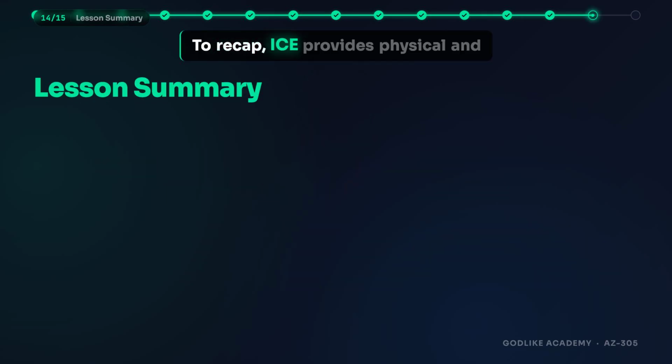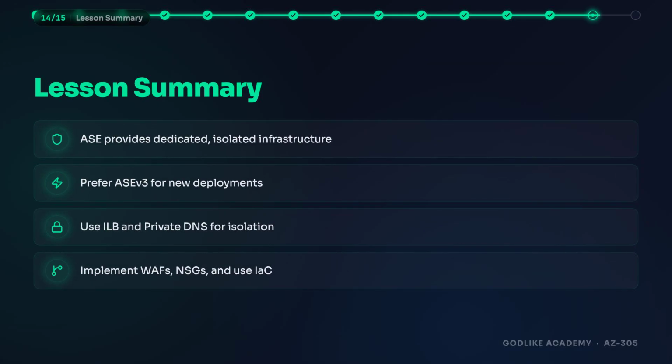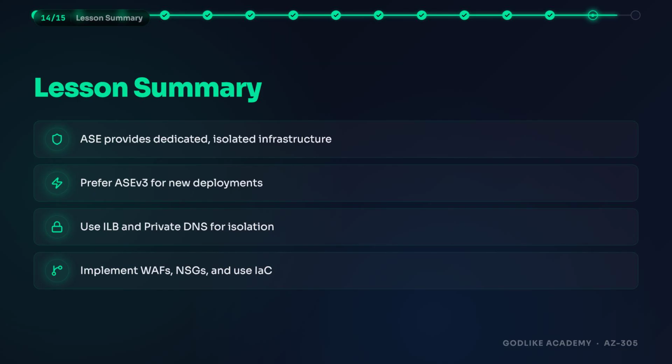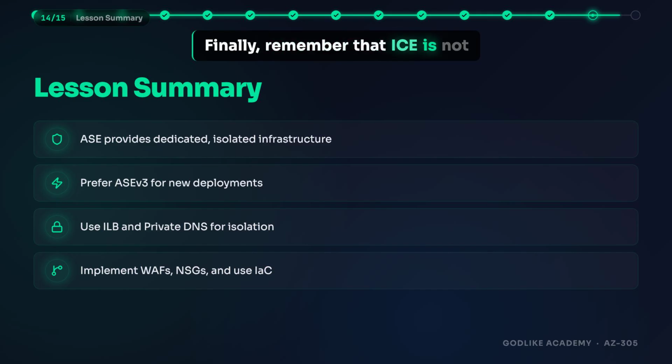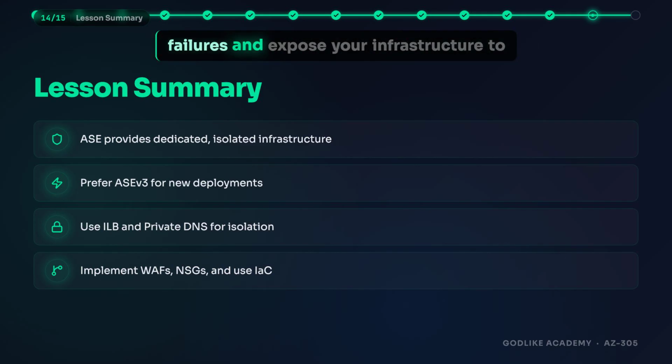To recap, ASE provides physical and network isolation for enterprise workloads requiring strict compliance. Always prefer an ASEv3 for new deployments due to its simplified architecture and native zone redundancy across 3 availability zones. Use internal load balancing and private DNS to keep applications off the public internet entirely. Finally, remember that ASE is not a set-and-forget solution. You must implement WAFs, NSGs, and use IaC for consistency. Neglecting these steps will cause compliance failures and expose your infrastructure to automated scanning attacks.